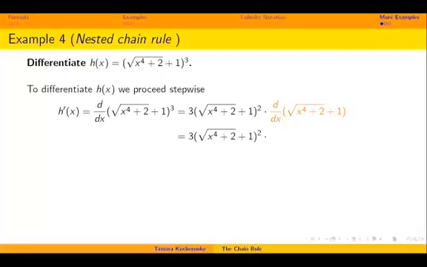which is radical of x to the 4th plus 2 plus 1. We distribute d over dx to the sum and get the derivative of the radical of x to the 4th plus 2, plus the derivative of 1, which is 0. Now we need to keep 3 times the radical of x to the 4th plus 2 plus 1 squared and take the derivative of the radical of x to the 4th plus 2.